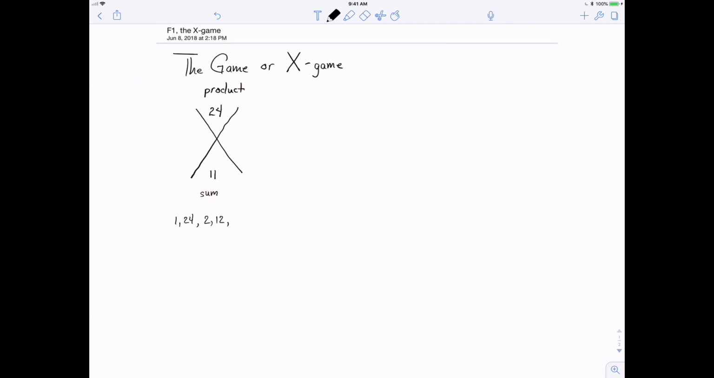The next number would be 3. 3 times 8, that just happens to work. If we go up to 4, we get 4 times 6. Then the next number that goes into 24 is 6, but notice we've already recorded that as 4 times 6. And once your numbers begin to repeat like that, then you've found all of the factors. So these are my factors of 24.